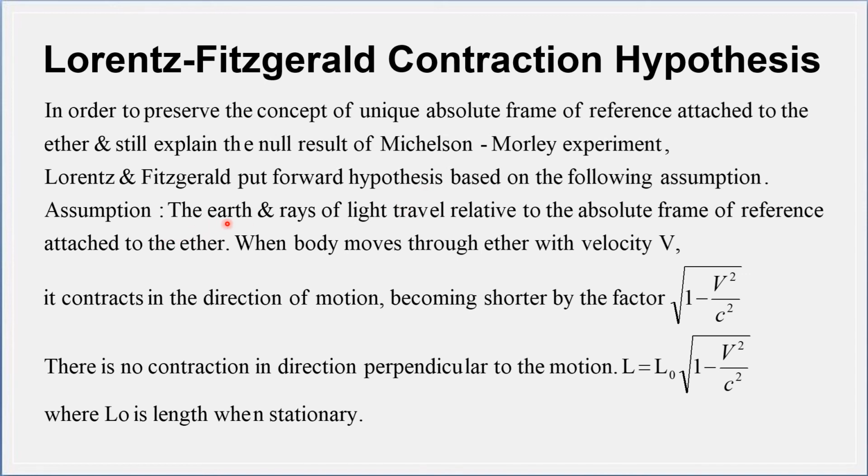The assumption of this is that Earth and rays of the light travel relative to the absolute frame of reference attached to the ether. When a body moves through the ether with the velocity v, it contracts in the direction of motion, becoming shorter by a factor of root of 1 minus v square by c square. And there is no contraction in the direction perpendicular to the motion. The length is L naught root of 1 minus v square by c square, where L naught is the length when it is stationary. Now, there is not much significance of this Lorentz-Fitzgerald contraction hypothesis, but you should know the statement. But there is not much meaning in that, so I will not go into the detail of that.